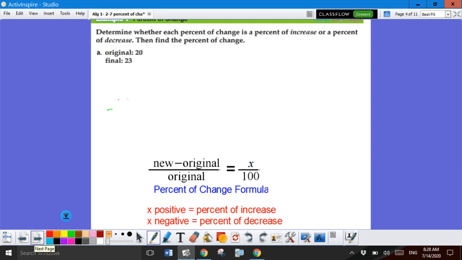Okay, so this problem says we have to determine the percent of change, whether it's an increase or a decrease, and then actually find the percent of change. If I take a look at this, I'm going from 20 to 23. So obviously I know that is an increase, because it's going up. So that's pretty simple. I can decide that without doing any math.